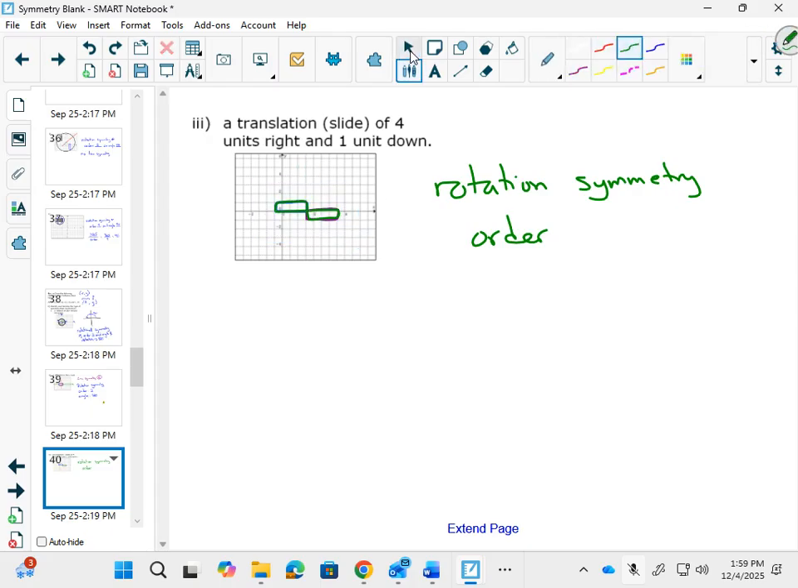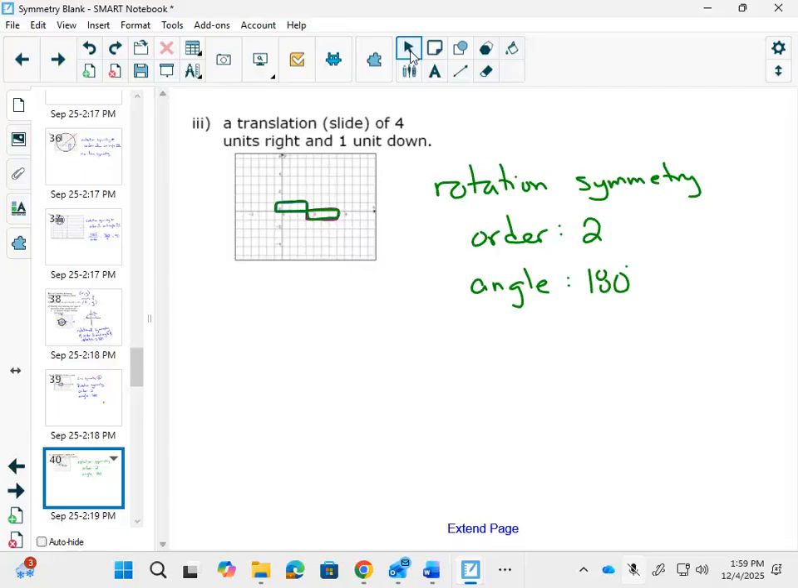Order would be 2. Good. Angle 180 degrees. Is there any line symmetry? If you do vertical, no, it doesn't quite. Do horizontal, no. Angle, it'll actually flip it the other way. This one has zero.